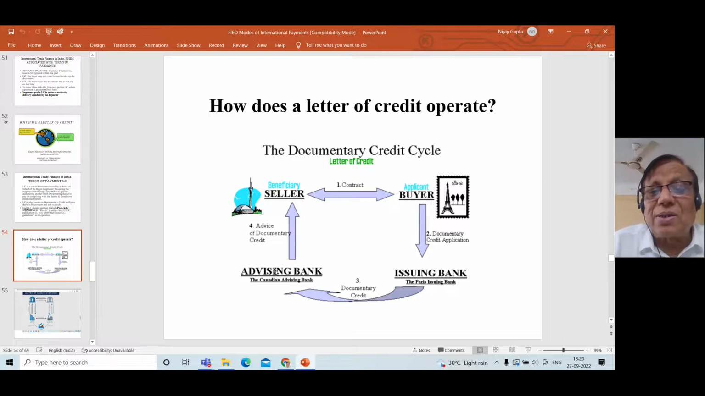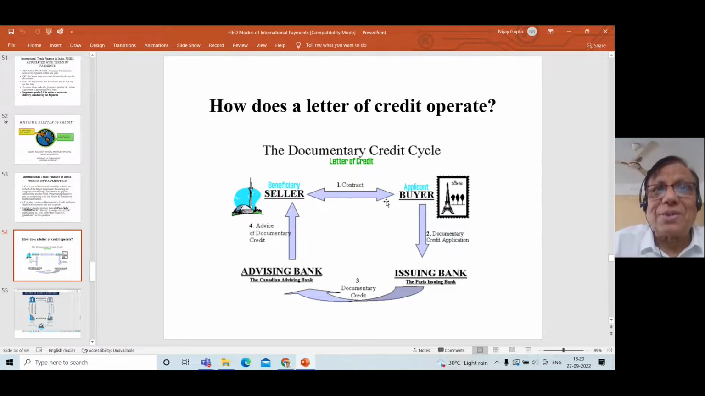Once they present the documents, the bank becomes the negotiating bank. Or if the issuing bank instructs this bank to confirm the LC, then this bank becomes the confirming bank. The confirming bank acts like an issuing bank. They step into the shoes of the issuing bank.